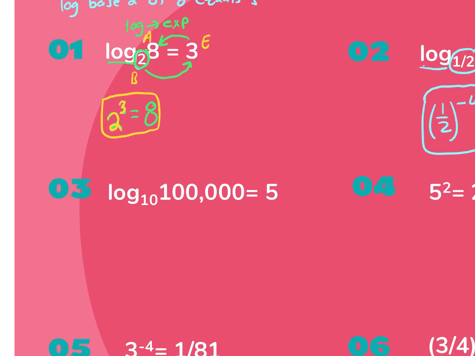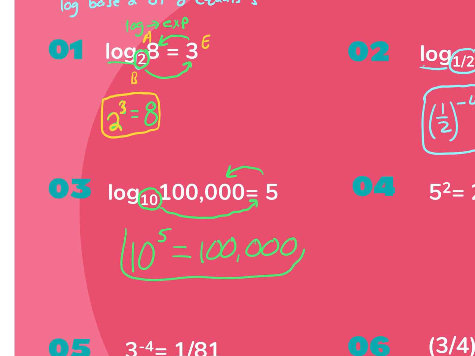So this is read as log base 10 of 100,000 equals 5. So I'm going to do the same thing. I'm going to circle the base. The base is 10. Draw the arrow going all the way around. It's going to be 10 to the power of 5, and this equals 100,000. And this is my equation in exponential form.